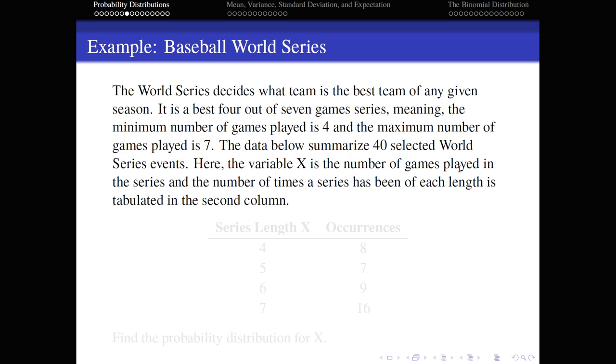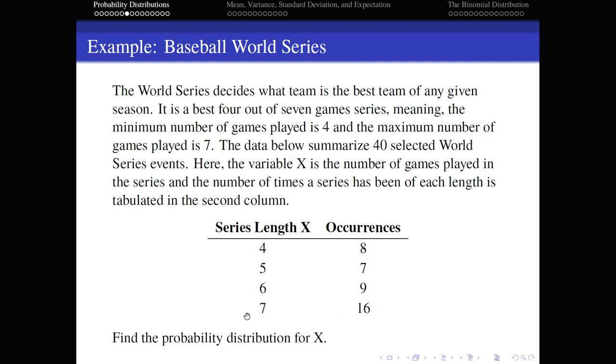Now we can also set this out just as we have before, looking at a World Series. The World Series are best of 7, so the series lengths are always between 4 and 7. In 40 World Series, these are the number of times each of these occurred, and our goal is to find the probability distribution for X.